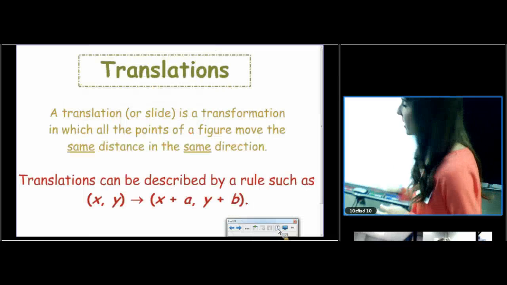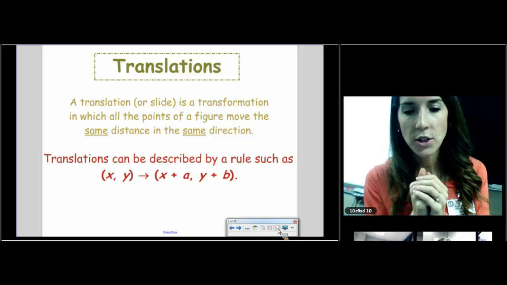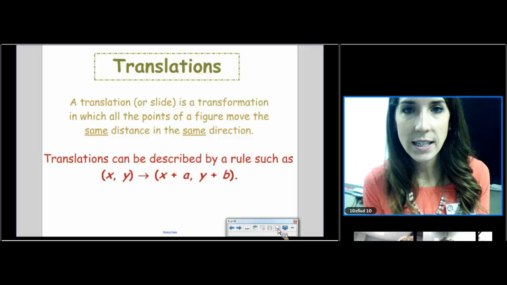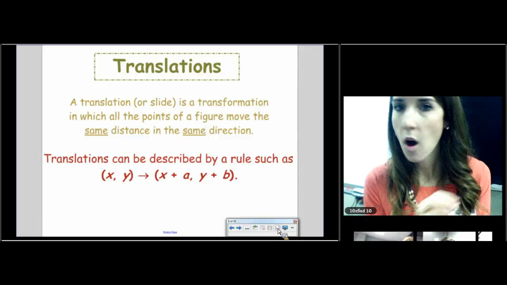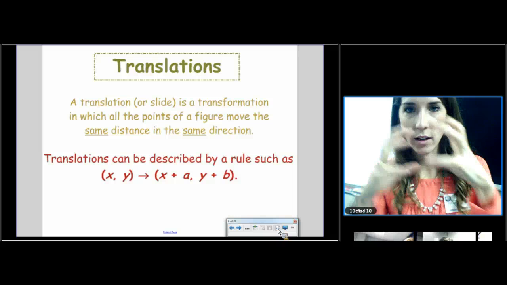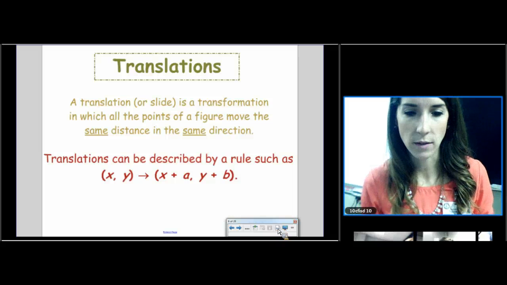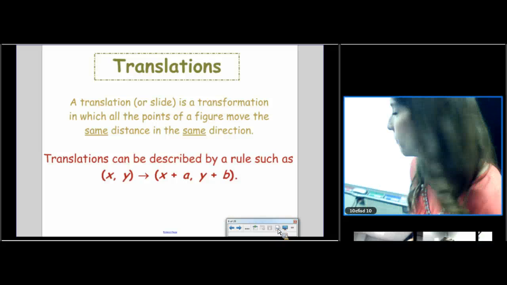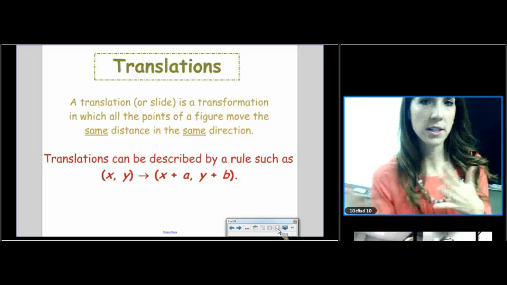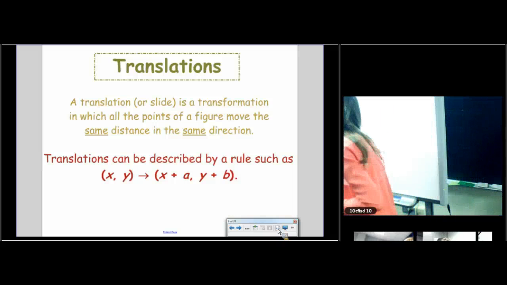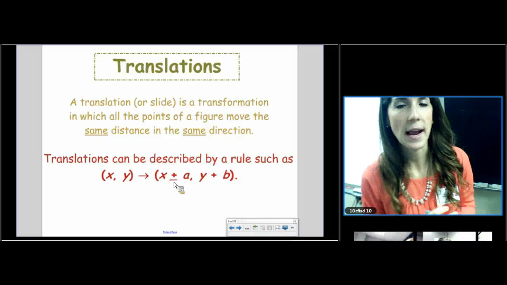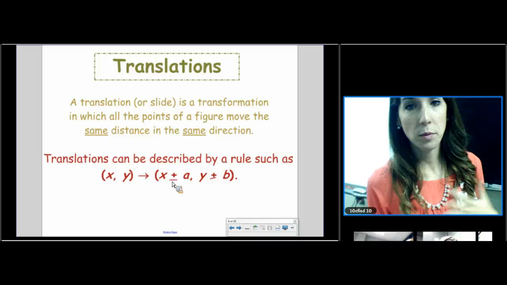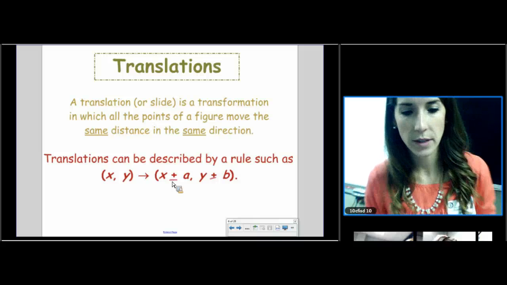Okay, so let's focus in. Let's zoom in on translations. A translation, or a slide, is when all the points go the same distance and the same direction. All of the points move together, the same distance in the same direction. When we translate things, we're going to have a rule. So x is going to become x plus or minus a. You're going to move it left or right. And then y becomes y plus or minus b. You can do plus or minus depending on where you want it to go. This will make more sense in a minute.